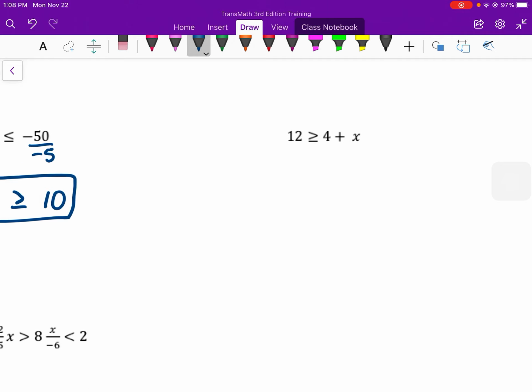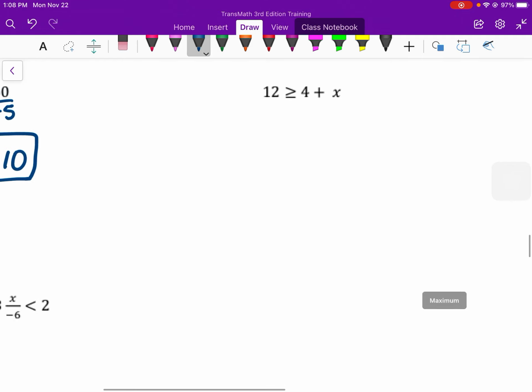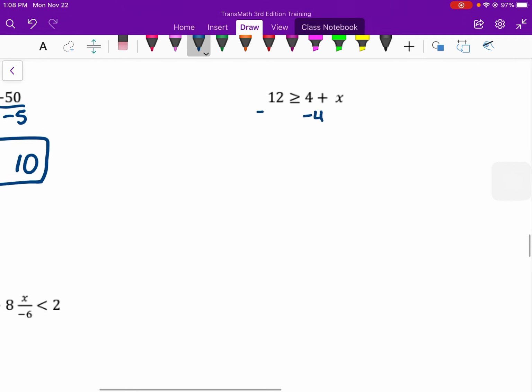12 is greater than or equal to 4 plus x. This is similar to the first one. It's a +4, so I will have to subtract 4 from both sides as my inverse operation. So 8. When subtracting, you do not change the inequality. It will stay. And then we have x left on this side.